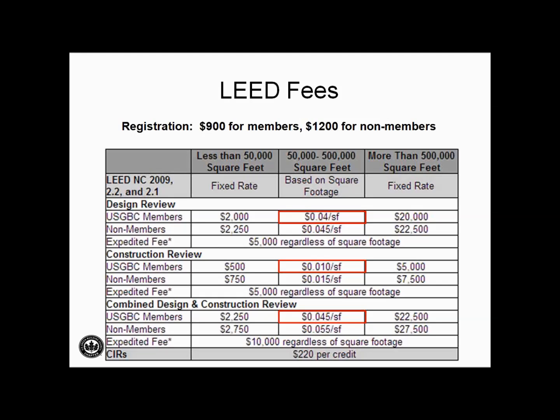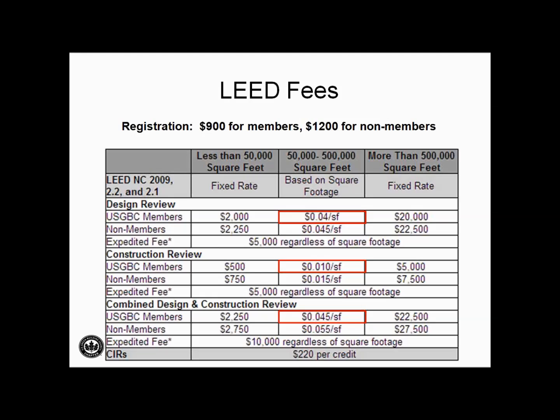There's minimums and maximums, so there's also just good general knowledge, because if somebody says, "Oh, we're not going to get the certification because it's going to cost us $500,000 just to pay LEED for certification," that's not true. Even the very biggest building you could possibly have, millions of square feet, is going to max out at somewhere around $25,000 in certification fees.